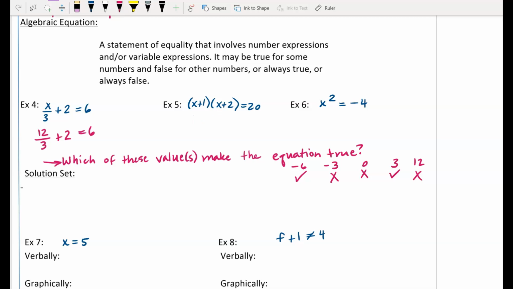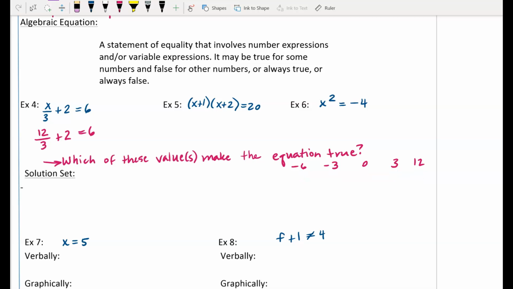When you substitute 3, you get 3 plus 1 is 4, times 3 plus 2 is 5, and 4 times 5 is equal to 20, so that one works. Now if I substitute in 12, then I get 13 multiplied by 12 plus 2 is 14. And I don't know what that number is, but I know that it's not 20, so 12 does not work.